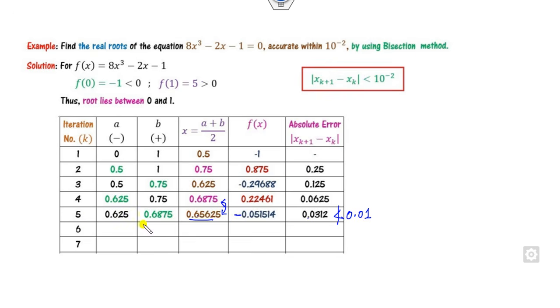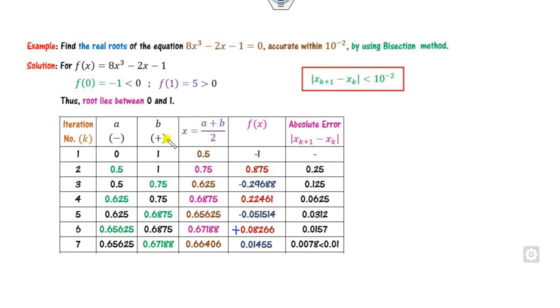This is a negative number, so we replace this number here and preserve this positive number. Again you can see this number is not less than 0.01. So we find another number. Since this is a positive number, we preserve this number as such. Now it clearly says that this number is less than 0.01. So we can stop the process and this is my exact answer.